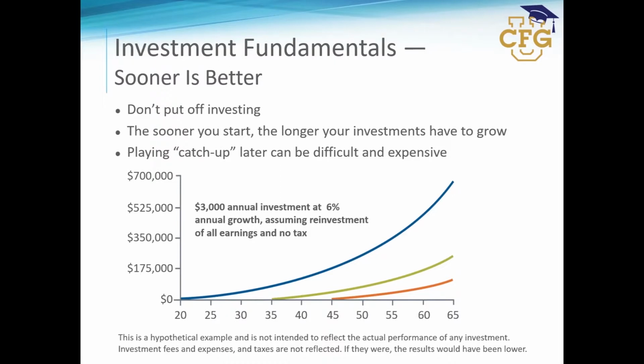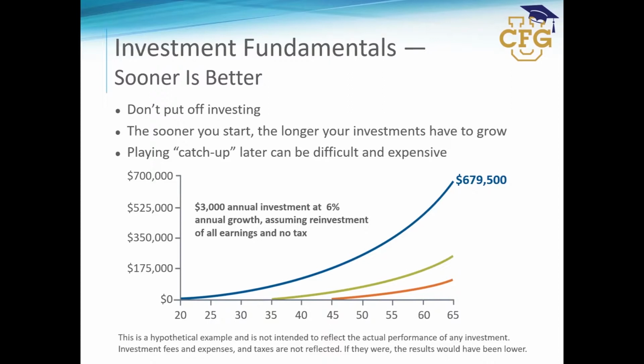So the sooner you start investing, the more time your investments have for potential growth. However, waiting too long can make it very difficult to catch up. So for example, if you invest $3,000 at the end of each year, starting when you're 20 years old, you will have accumulated almost $680,000, assuming a 6% annual growth rate and no tax, by age 66.